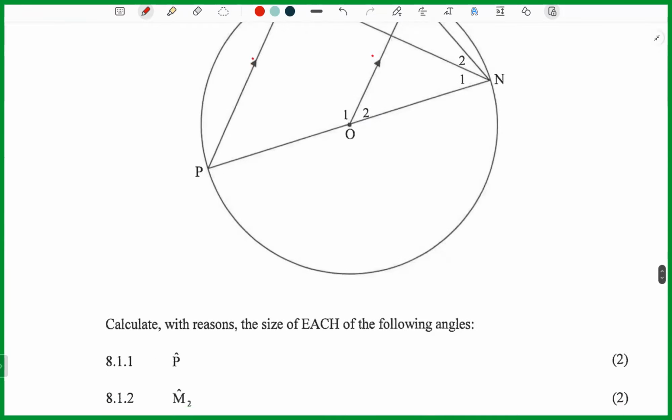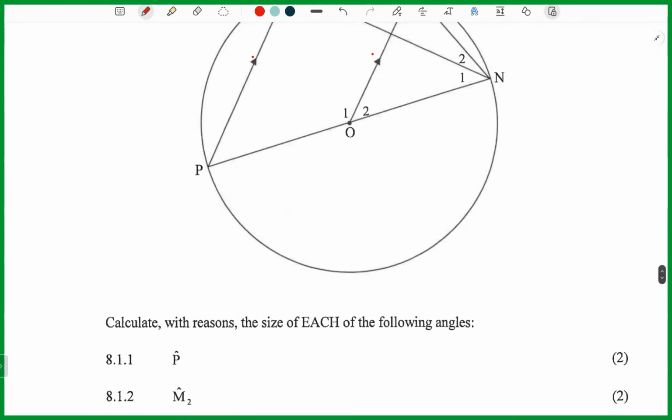Give with reasons the size of each of the following angles. Now, the size of the angles required here, calculate with reasons the size of each.